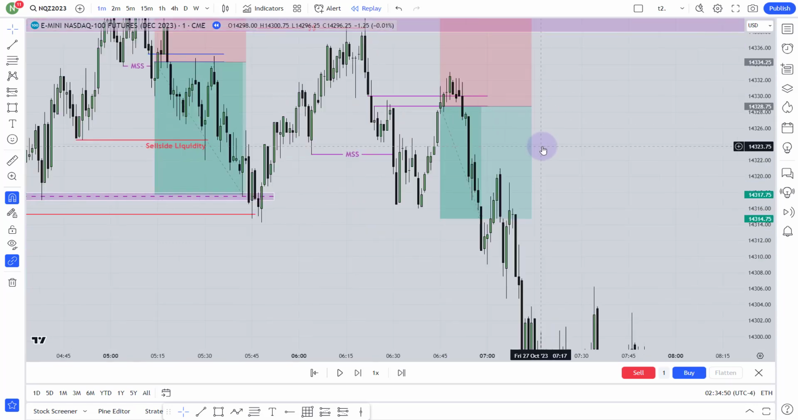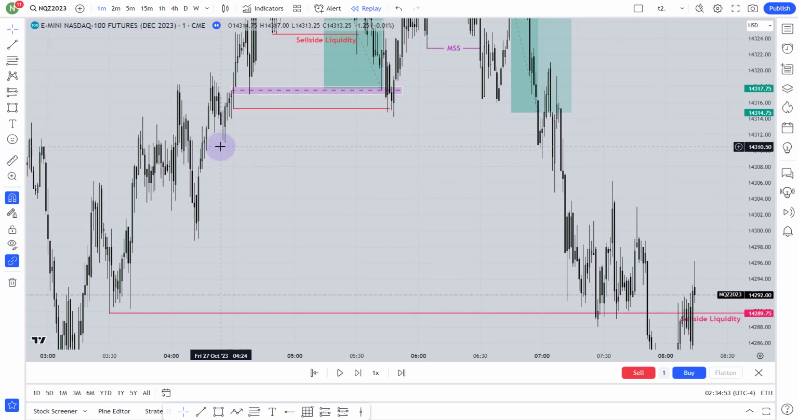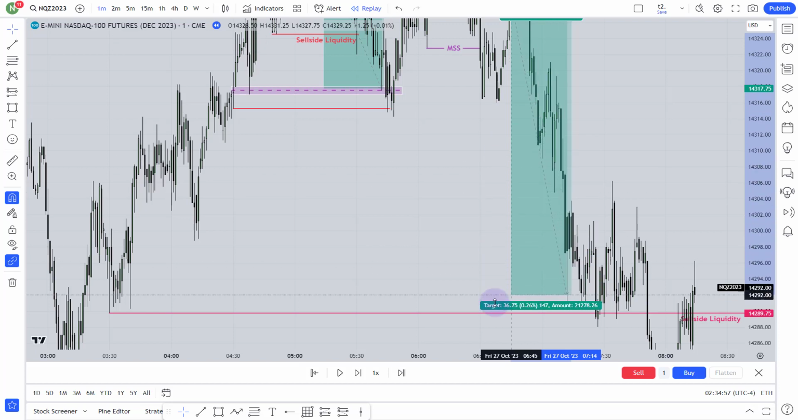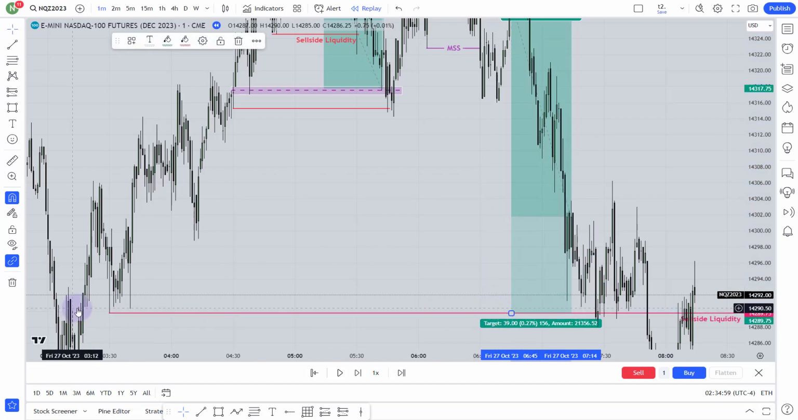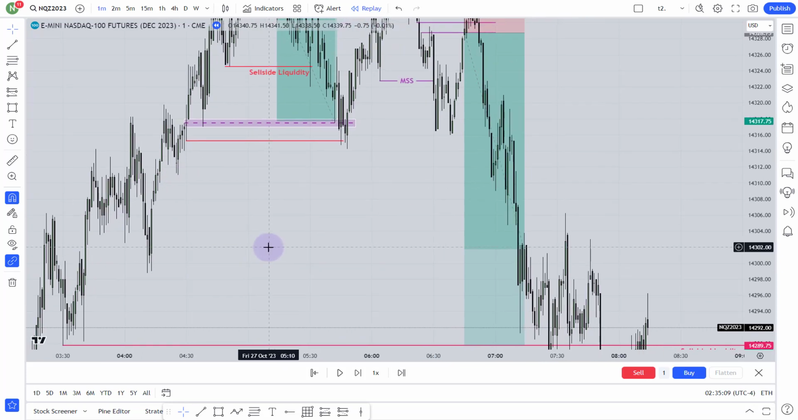Okay, and now where will be your target? You see this relatively equal lows, they should be your target. That should be your target, because this is the clean sell side liquidity, this low and this low. There is no other sell side liquidity which is very clean. Okay, there's nothing, but you have to take some partial below these lows.